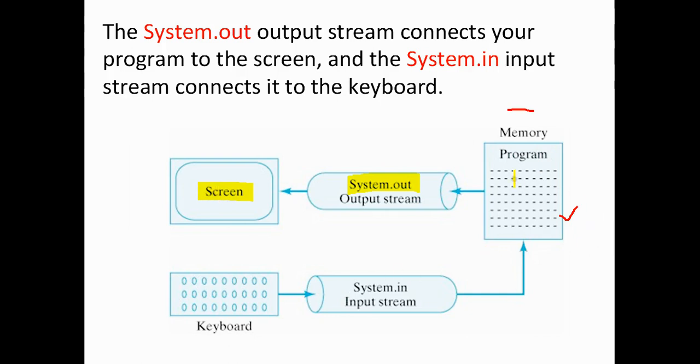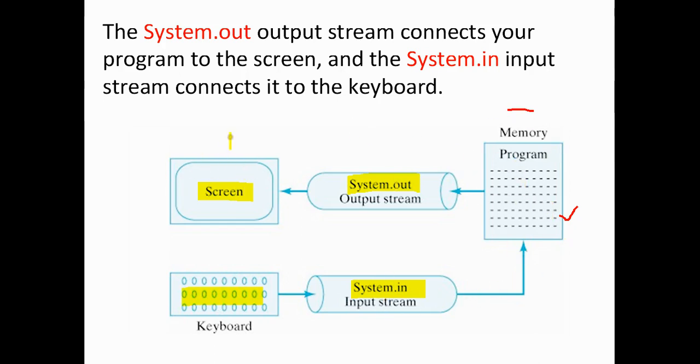Now whenever your program wants to read data, it will simply read the data from the system.in, and this system.in is associated with the keyboard. So whatever data is provided by the keyboard will be written on the system.in, and from the system.in it will be available to your program. So the program is writing the data to system.out, and it is reading the data from system.in.